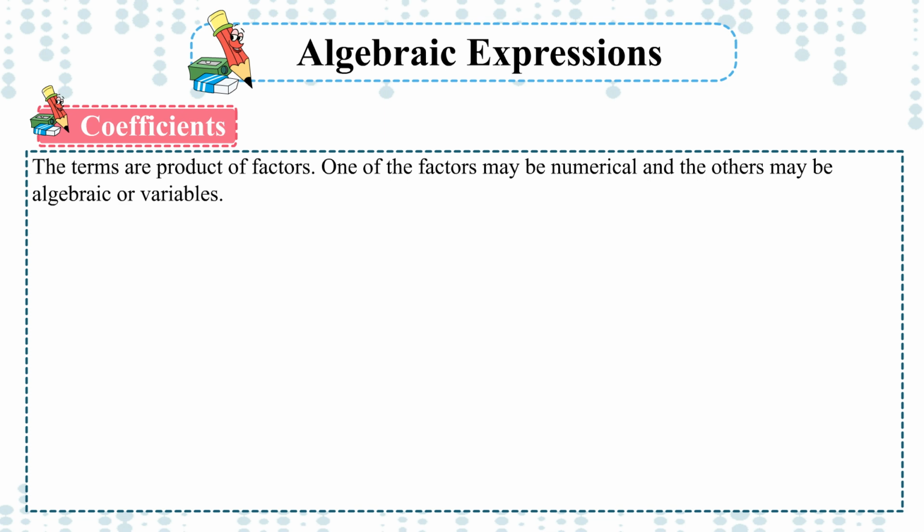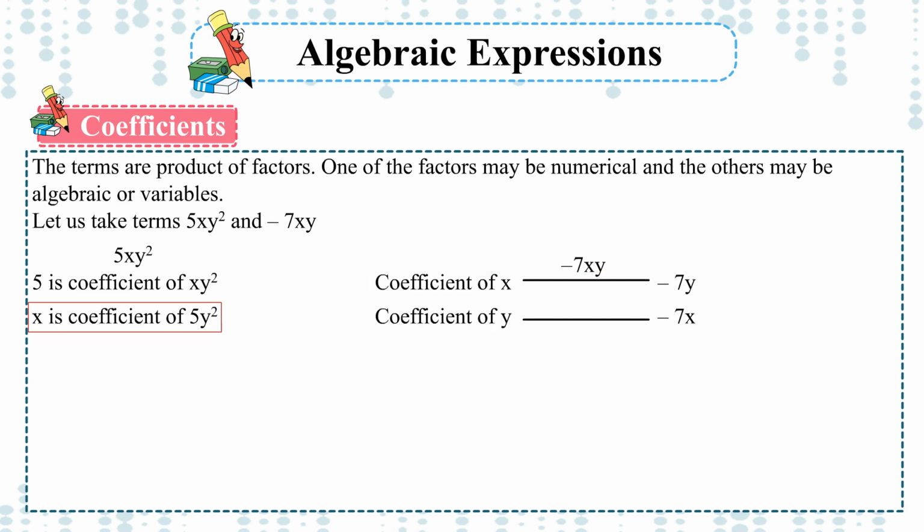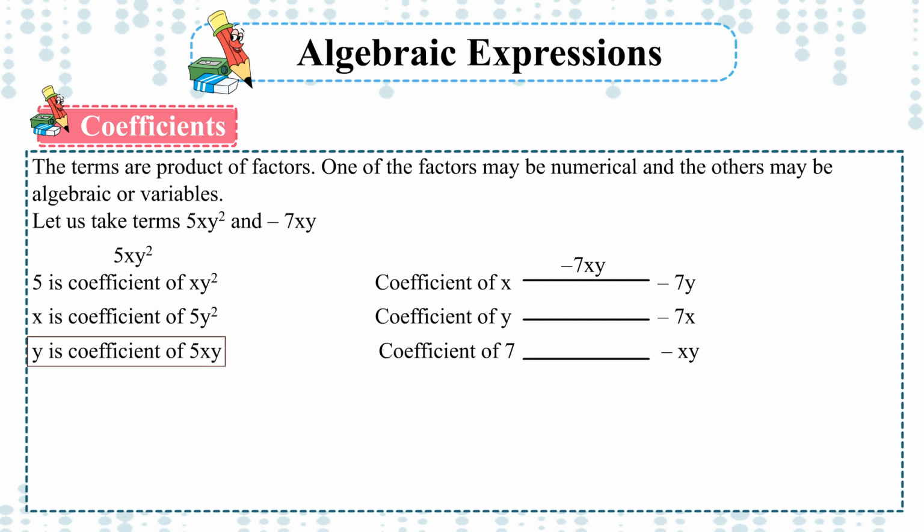5xy² − 7xy: 5 is the coefficient of xy², and −7y is the coefficient of x. X is the coefficient of 5y², and −7x is the coefficient of y. Y is the coefficient of 5xy, and −xy is the coefficient of 7. 5y is the coefficient of xy, and 5x is the coefficient of y².